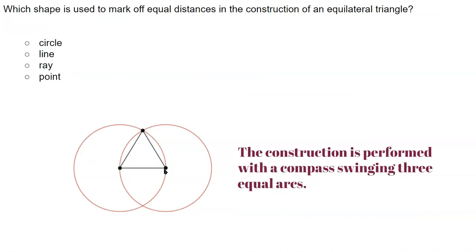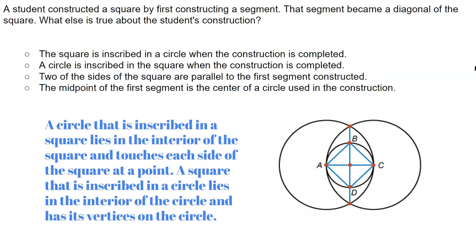Which step is used to mark off equal distances in the construction of an equilateral triangle? The circle, the line, the ray, or the point? Remember, the construction is performed with a compass, swinging three equal arcs.